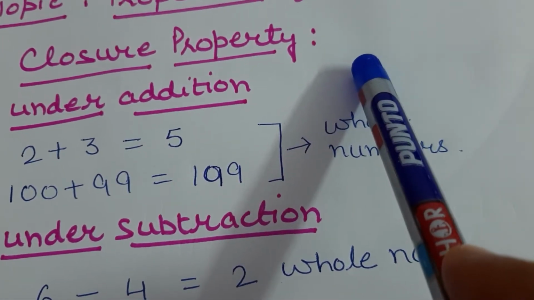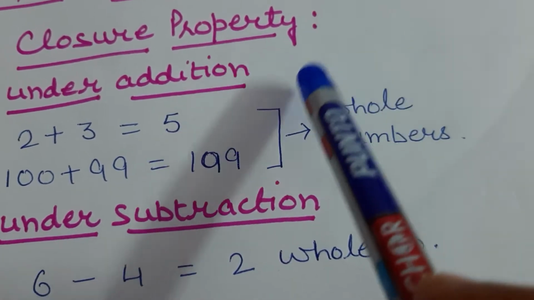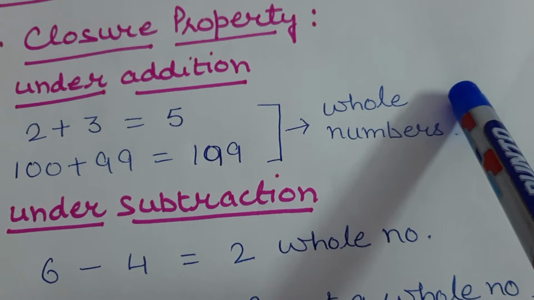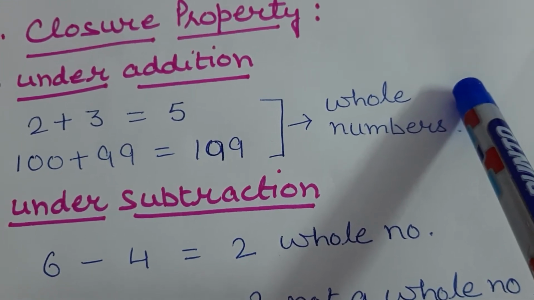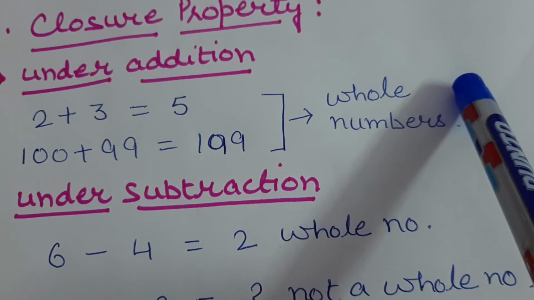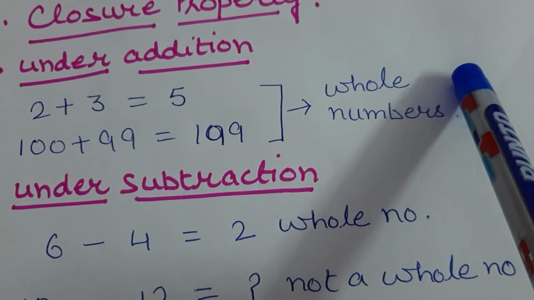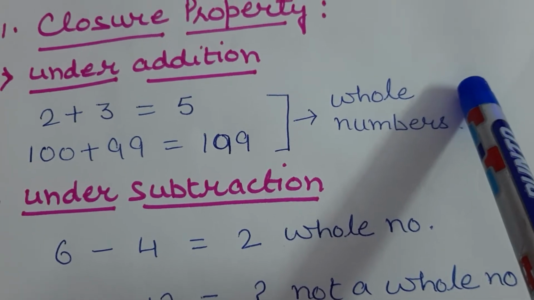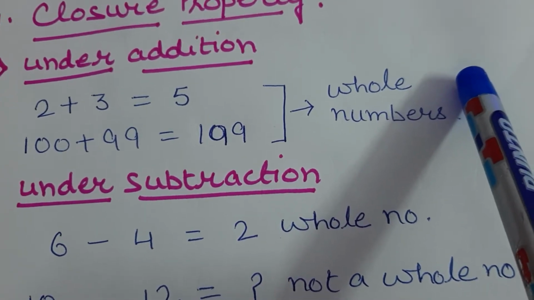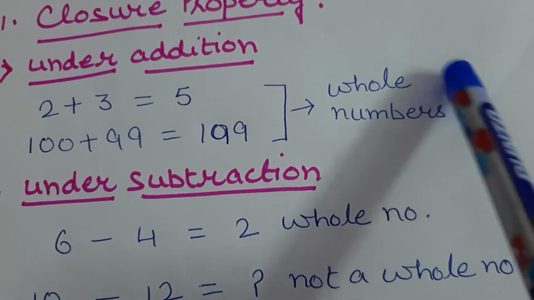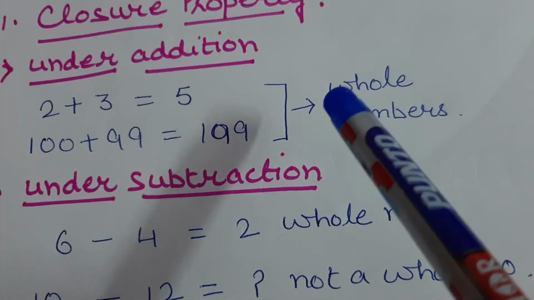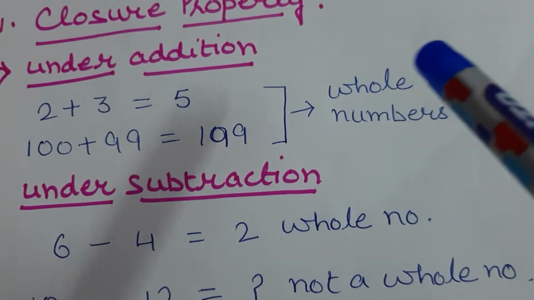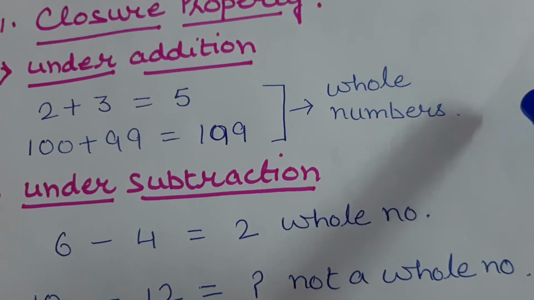Closure property means when we take any two whole numbers and we operate them. Operate them means we use any one of the operations. There are four operations: addition, subtraction, multiplication and division. So when we use any one of the operations between any two whole numbers, we get a whole number only as an answer.